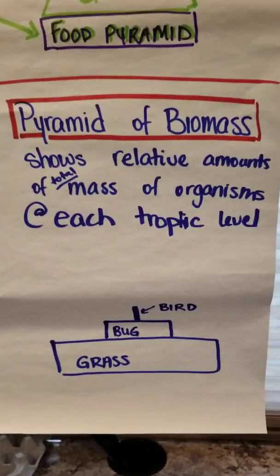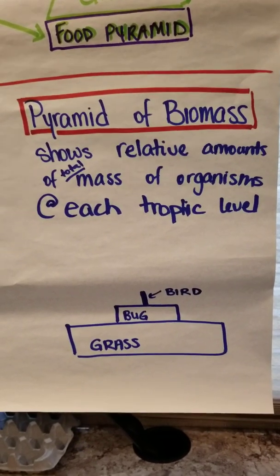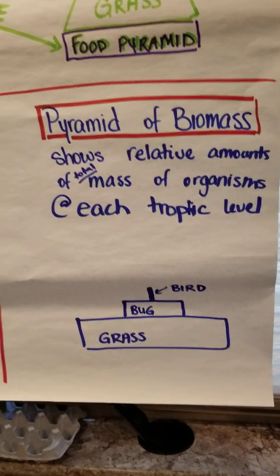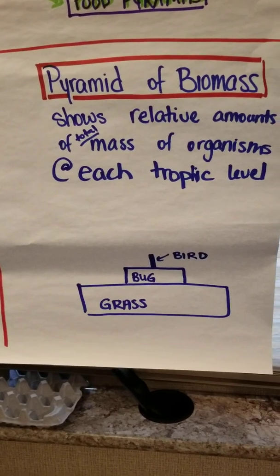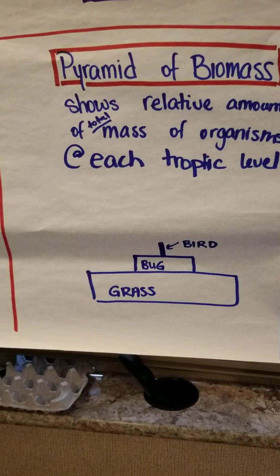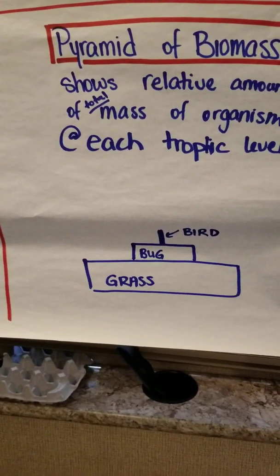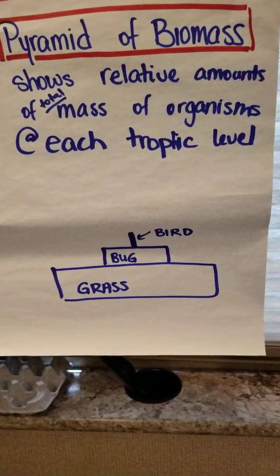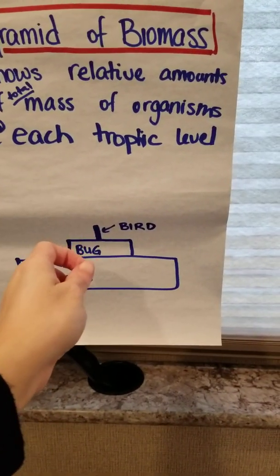The pyramid of biomass is going to show the, well, not actual, it's relative again, relative amount of total mass of the organisms at each level. So if we took every single blade of grass and we measured its mass, and we took every little bug that ate that grass and we measured its mass, and we got all the birds that were eating those bugs that were eating the grass and we measured its mass, we'd come up with something like this. So we'd have a lot of grass, fewer bugs, very little birds.